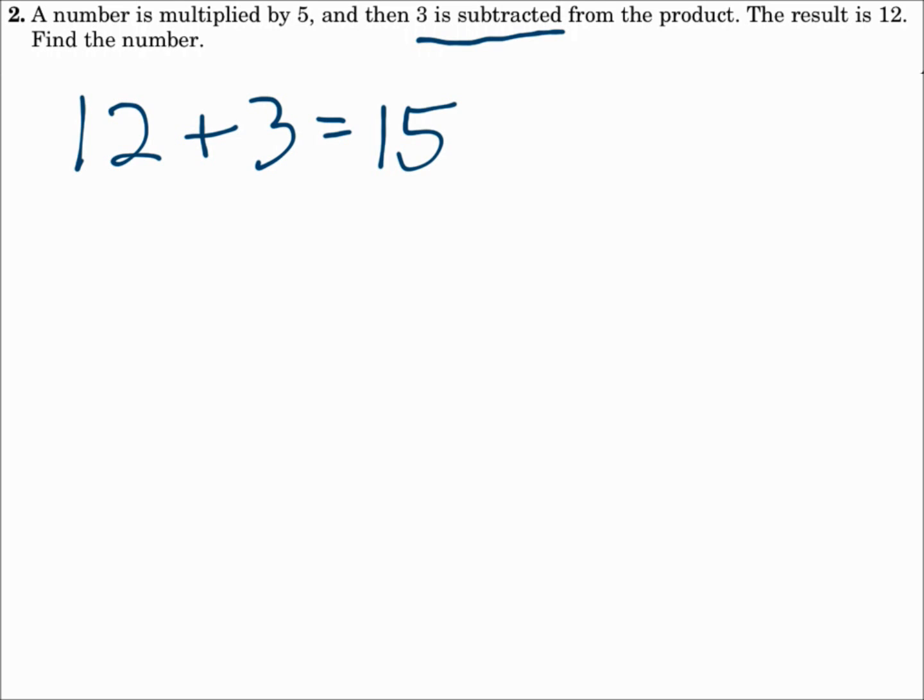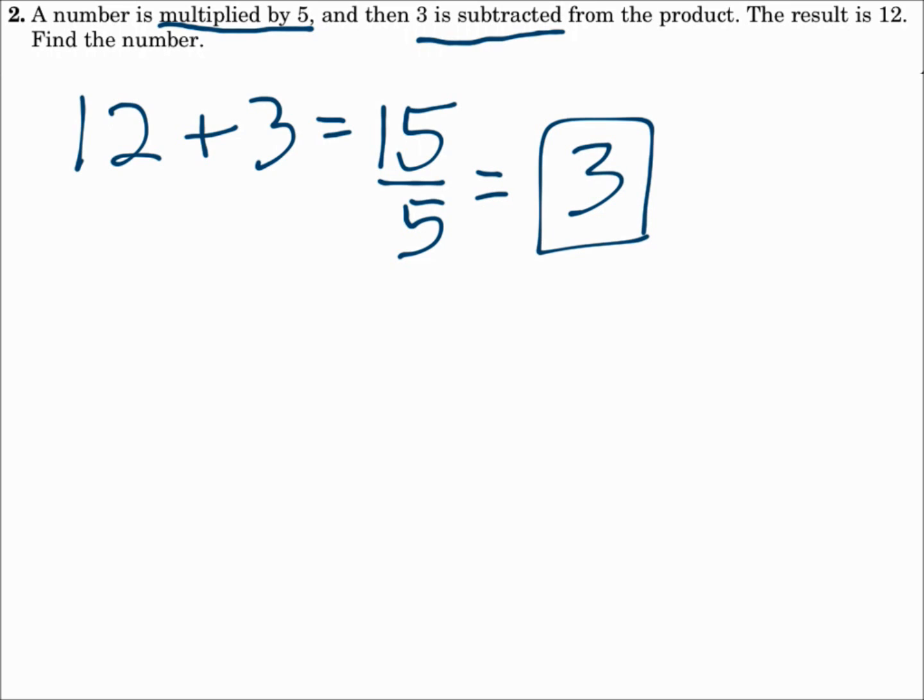What's the next step? It was multiplied by 5. Do the opposite and divide by 5. 15 divided by 5 is 3. And that's the end. That's the number we started with, was 3. Work backwards doing the opposite operations until you get to the beginning.